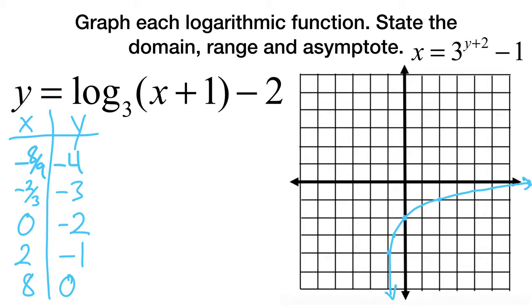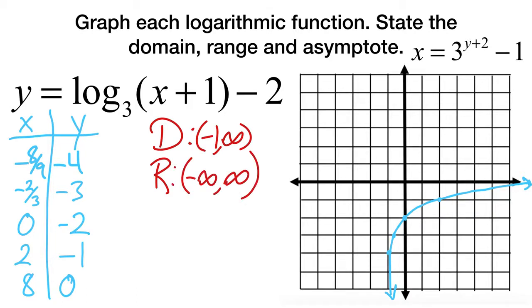And there we go. Now let's talk about our domain. Because we once again moved 1 to the left, it's now going to be negative 1 to infinity. Our range is going to be negative infinity to infinity because that didn't change. And our asymptote is going to be x equals negative 1.